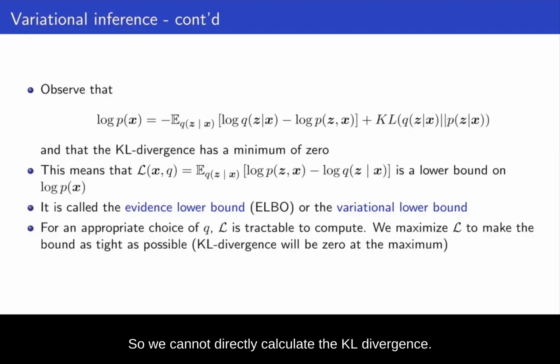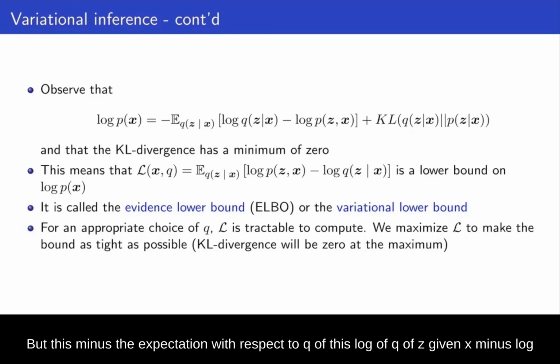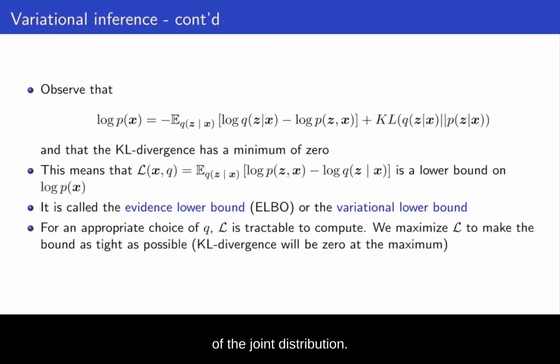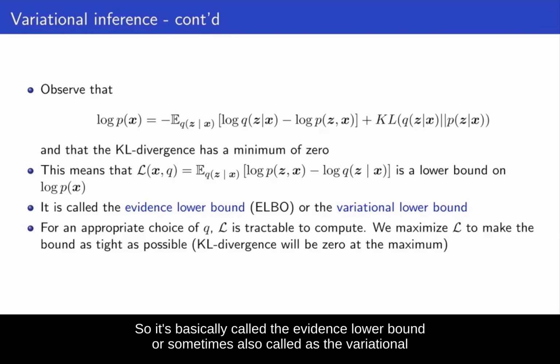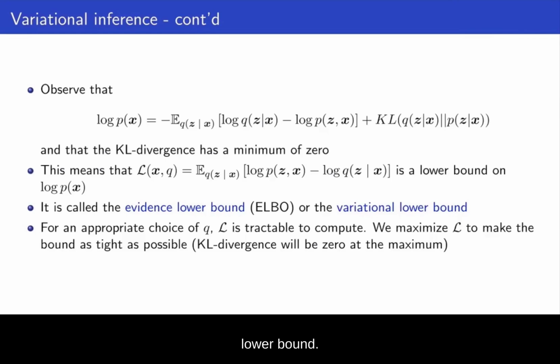So we cannot directly calculate the KL divergence, but this minus the expectation with respect to q of log of q of z given x minus log of the joint distribution is basically a lower bound on the log likelihood of the data. So this whole thing is the lower bound on the log of p of x, and it has its own name. It's called the evidence lower bound, or sometimes also called the variational lower bound.